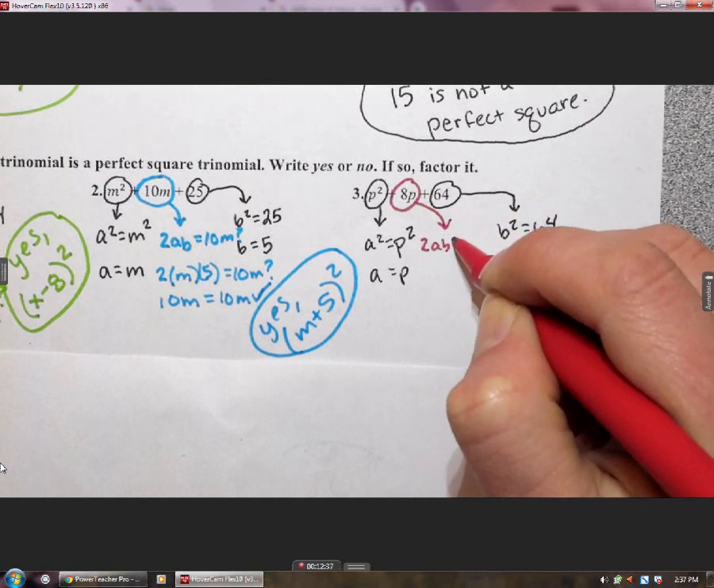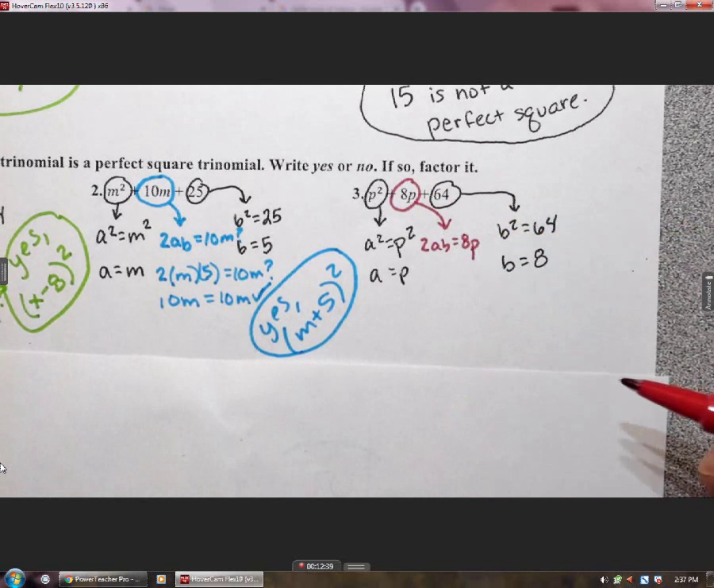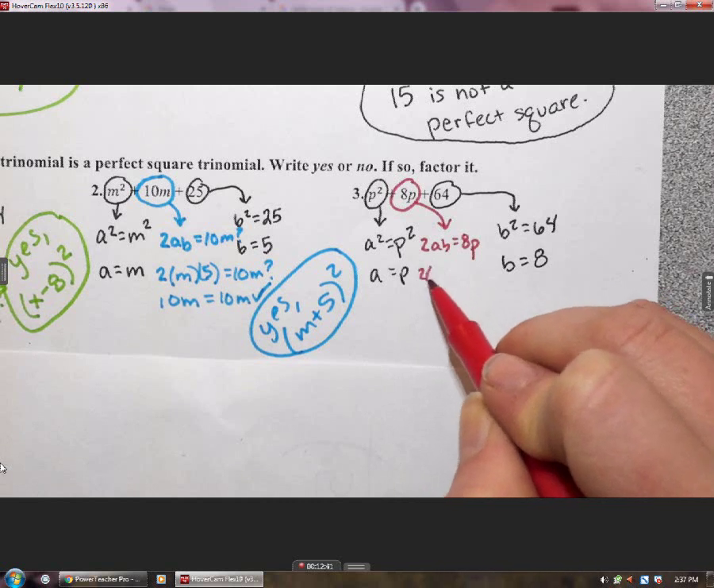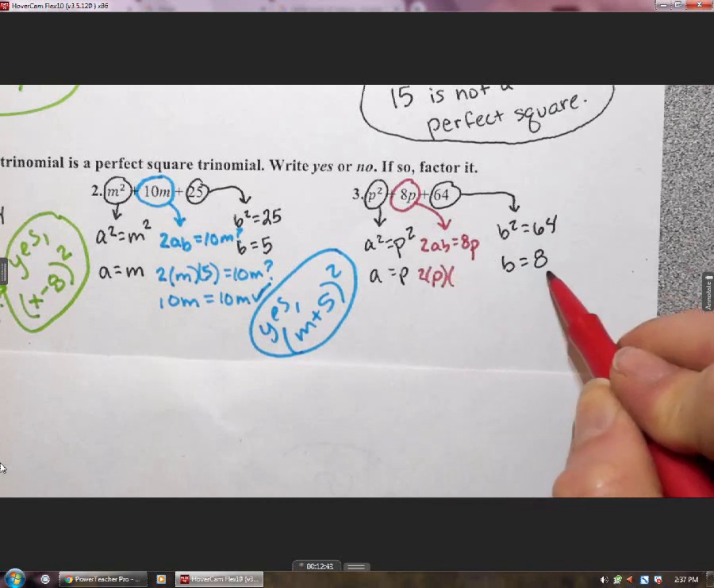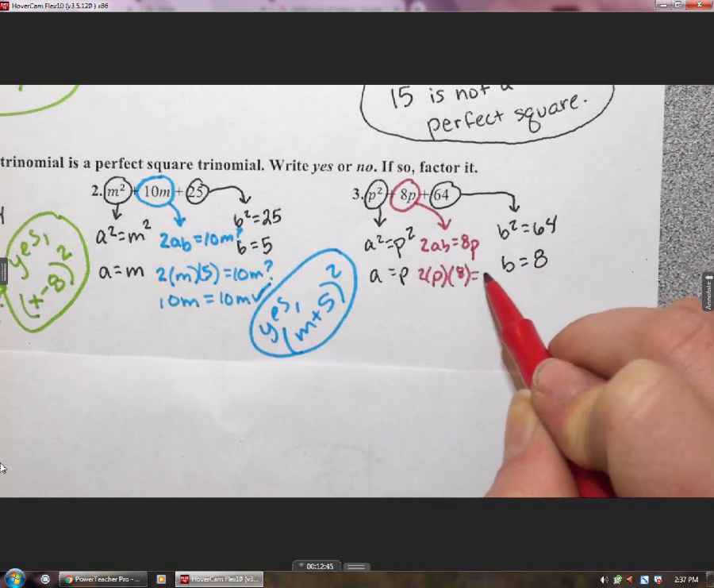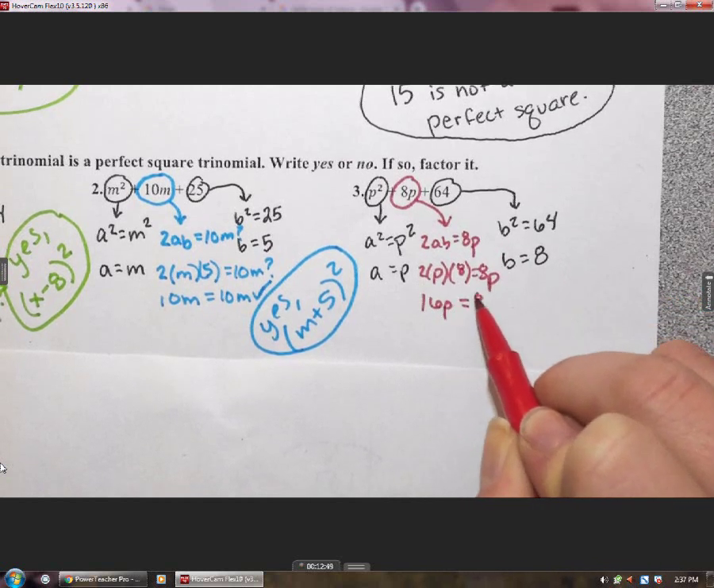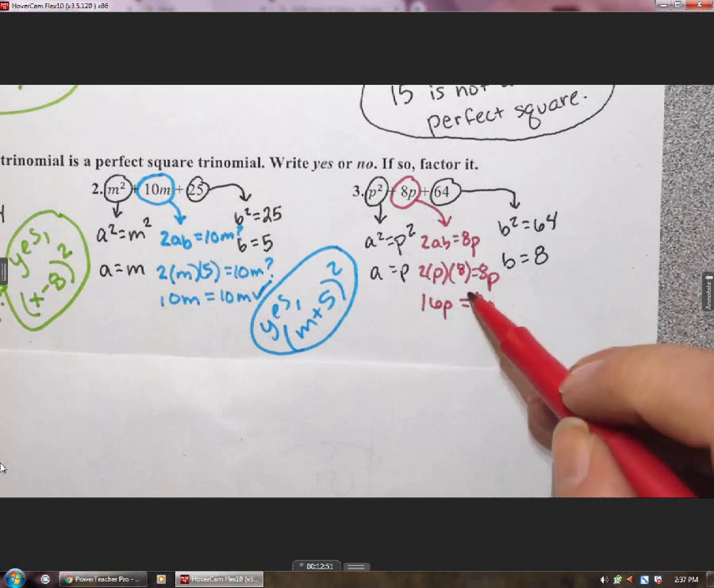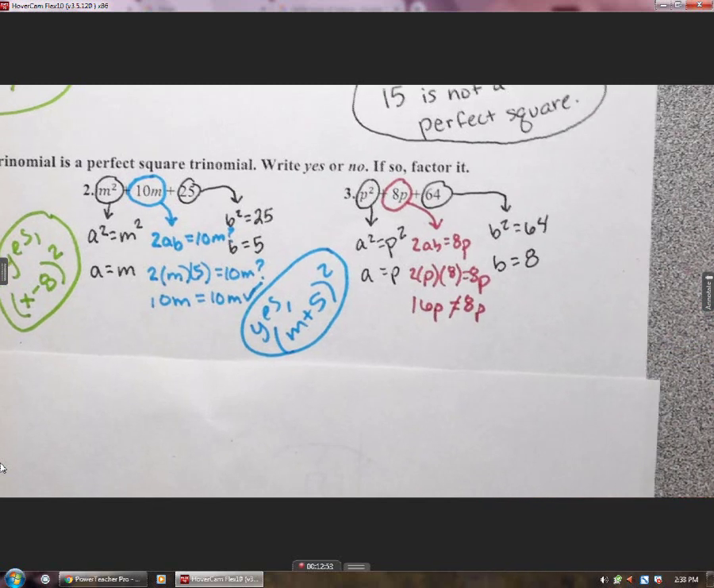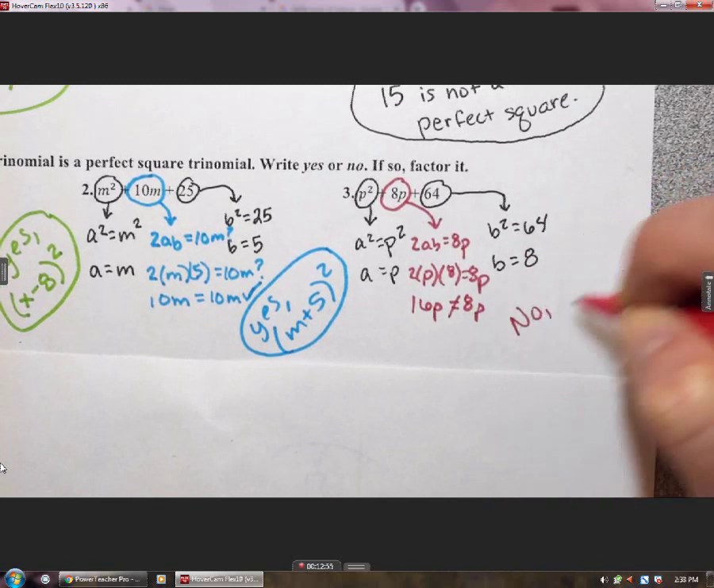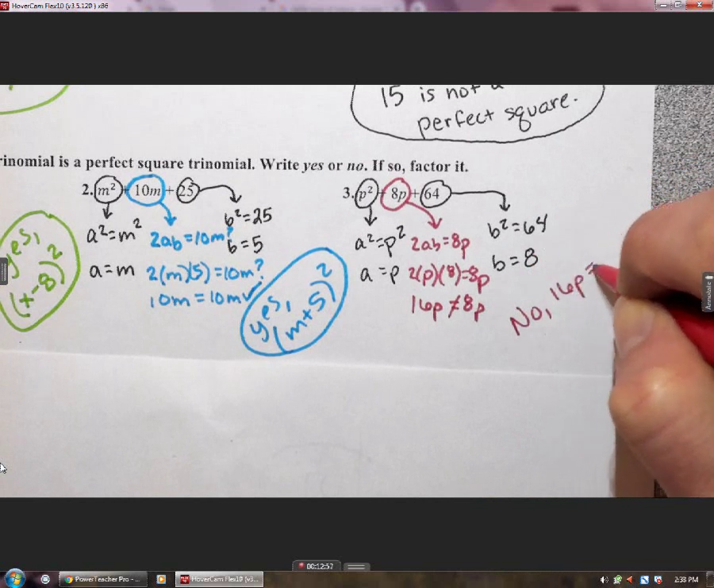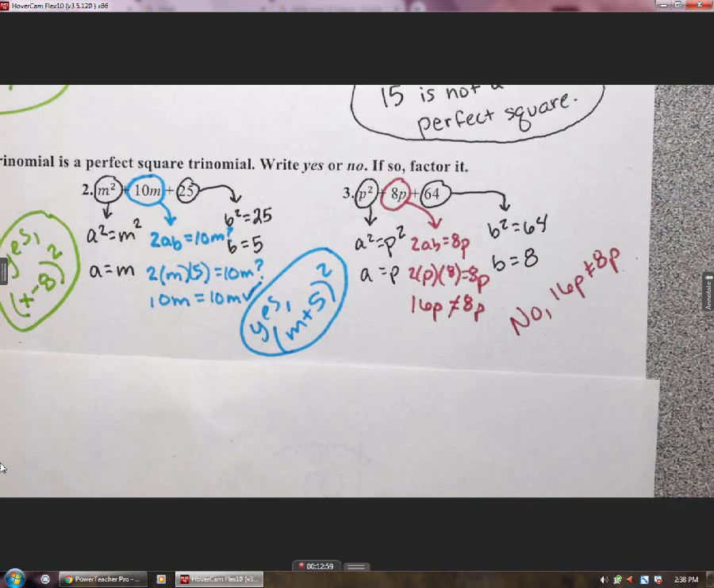2ab equals 8p. What do we plug in for a? And what do you plug in for b? 8. 2 times 8 is 16p. It's supposed to equal 8p. Does it work? No. So is it a perfect square trinomial? No. So I'm just going to say 16p is not equal to 8p. That's what it was supposed to be.